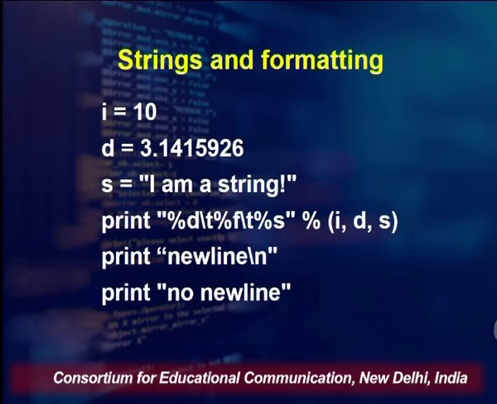Then you have the new line character which is the \n, and if you do not want a new line then simply we will not put the \n character. So, these are some of the strings and formatting we can do using special operators like the percentage operator or the new line character, that is the \n character.